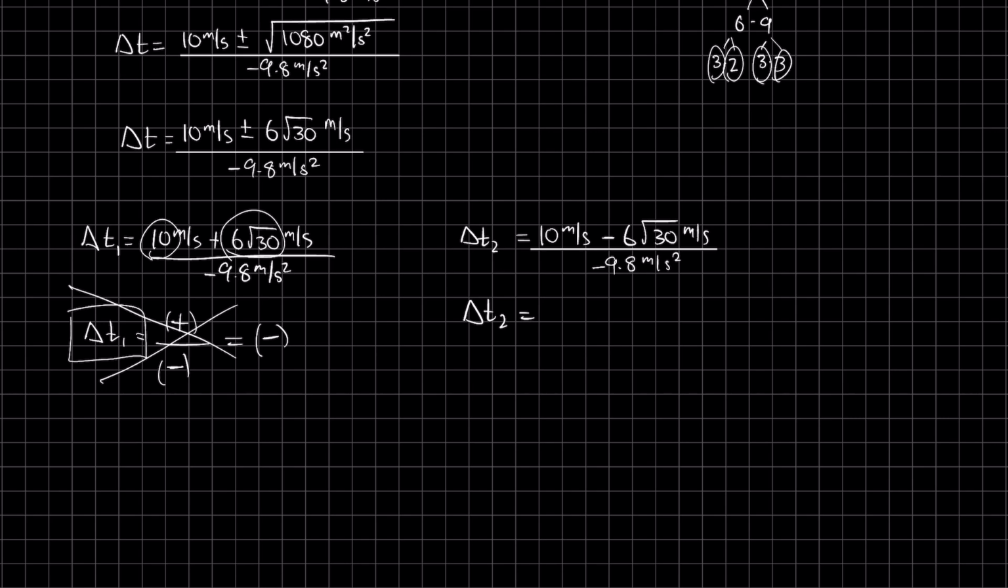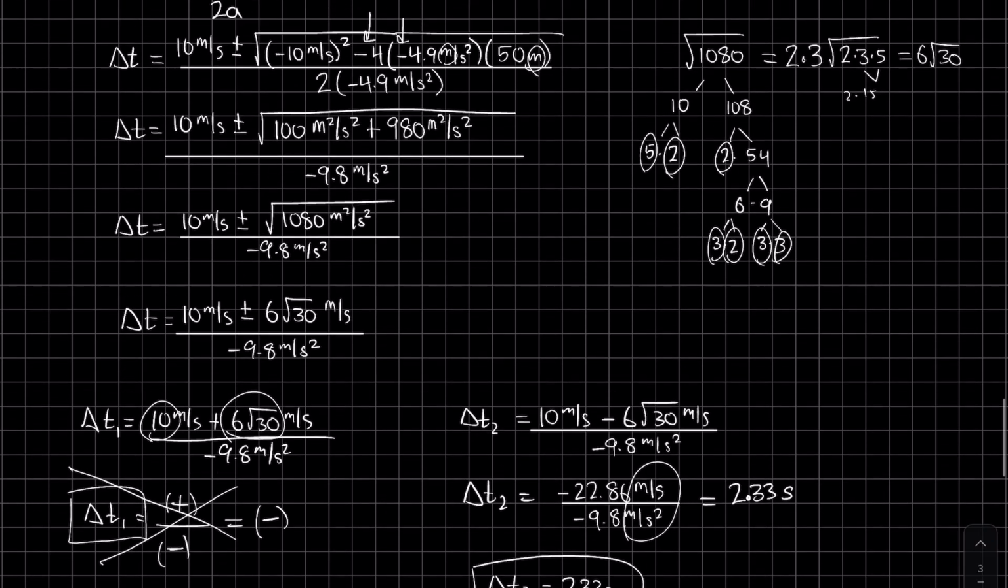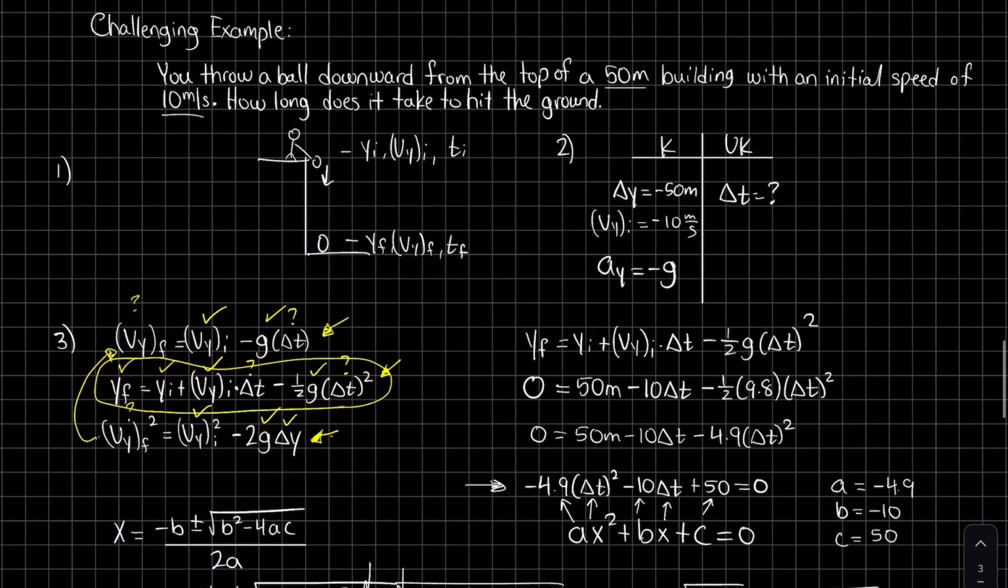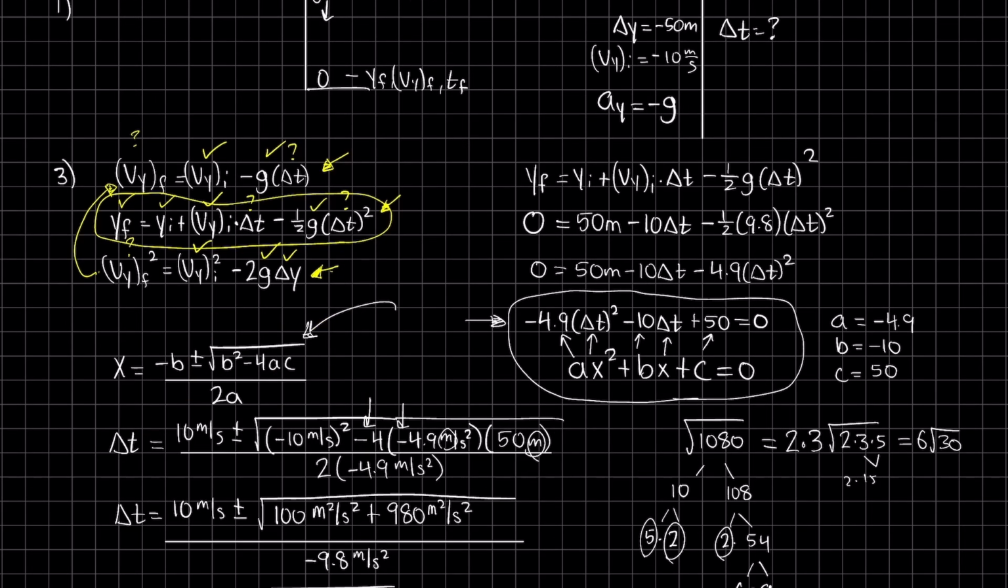So I'm going to get 10 meters per second, and I'm going to subtract 6 square root 30. And in the calculator, you should get negative 22.86 meters per second. That is perfect. I definitely need a negative answer in the numerator because when I divide it by the negative answer in the denominator, the calculator will output a number of 2.33 seconds. So seconds is what comes out of this, with those units being divided out. So my delta t2 answer will be 2.33 seconds. And that will answer how much time it took for this ball to fall down from a roof with an initial speed. Now it is your turn.